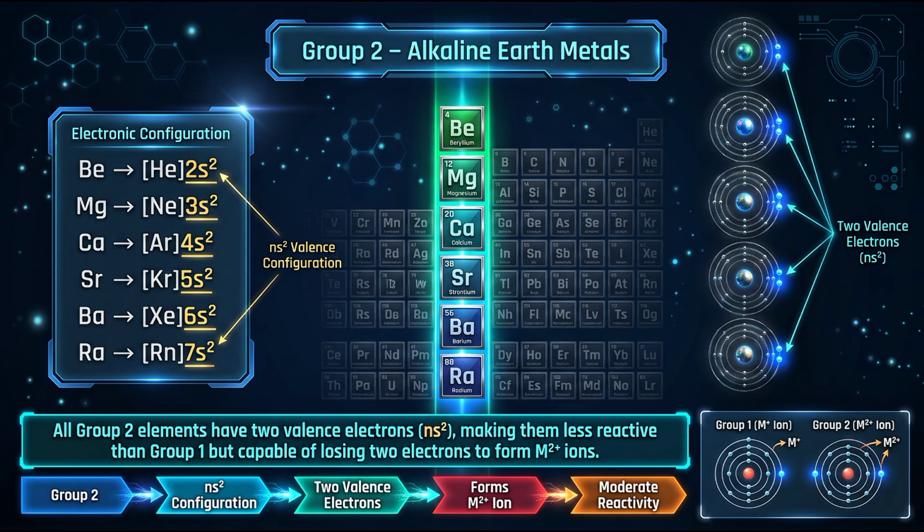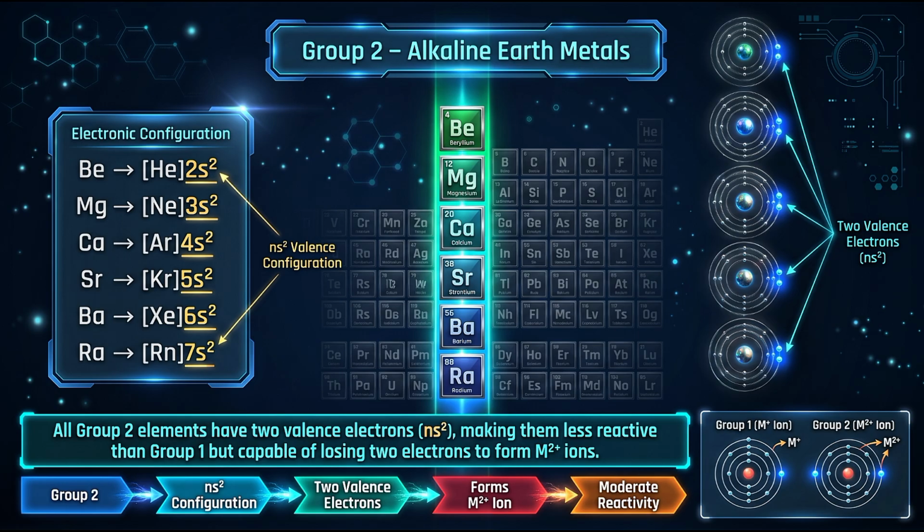Although group 2 elements are reactive, they are less reactive than group 1 metals because they must lose 2 electrons instead of 1. Removing the first electron requires energy, and removing the second electron requires additional energy. Therefore, group 2 metals do not react as violently as alkali metals.